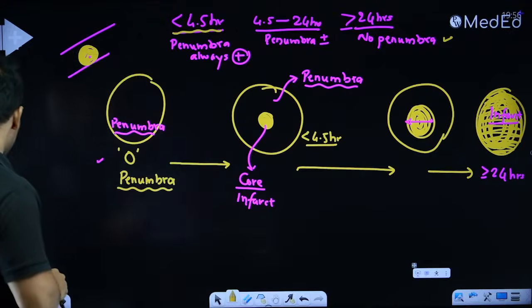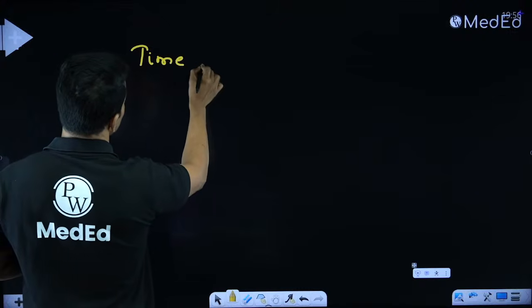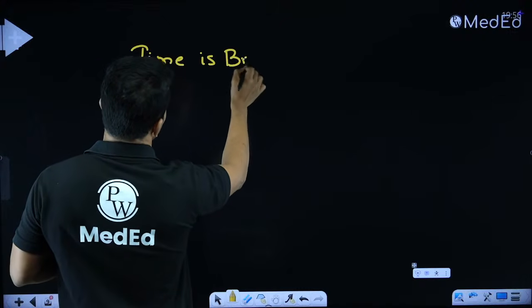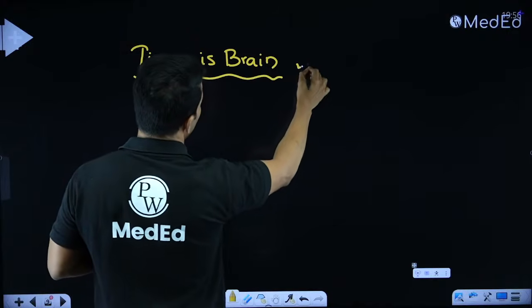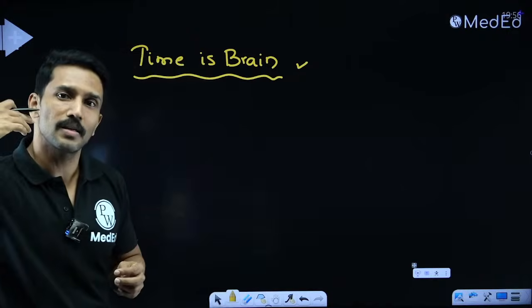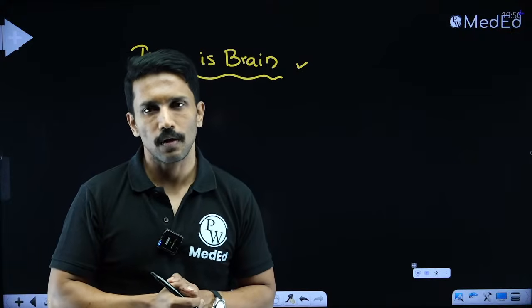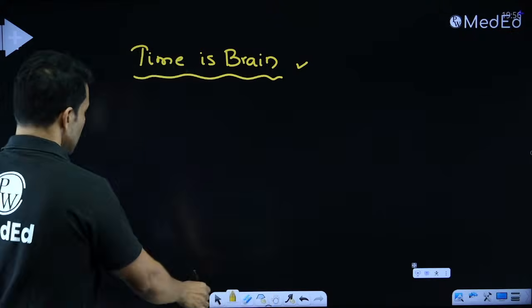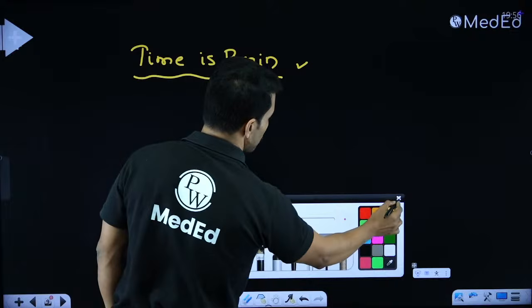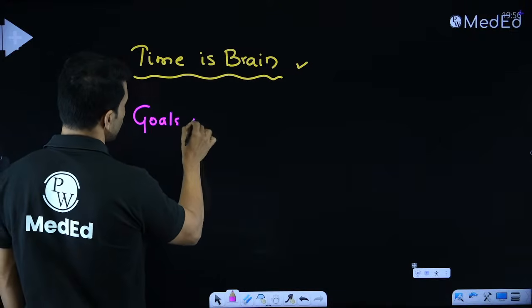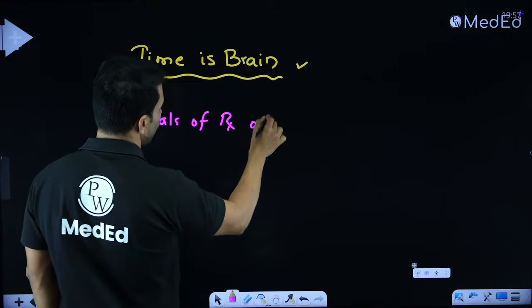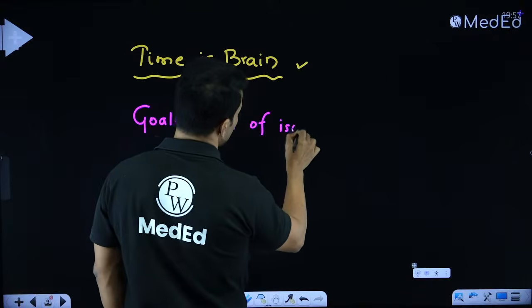So let me write this statement. Time is brain. You will hear these words in the corridors of emergency room very often. Time is brain. The more time lost before I initiate treatment, more brain is lost. Okay. So can I say the goals of treatment of ischemic stroke are basically to save the penumbra. Goals of treatment of ischemic stroke is to save penumbra.